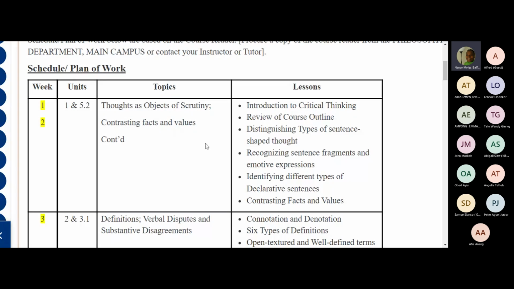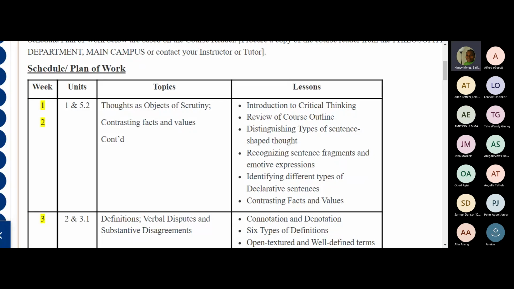Then the lessons for each topic outlined here. Introduction to critical thinking, review of course outline. See how much time is going into our review of course outline. Because I think when you know the whole skeleton, the frame, then when we are putting flesh to it, it's easier. By the time you know you have formed a fine human being standing there, okay? But if you don't know the frame, then you don't understand why we have taken some clay we are going to put here. You don't know what we are doing.